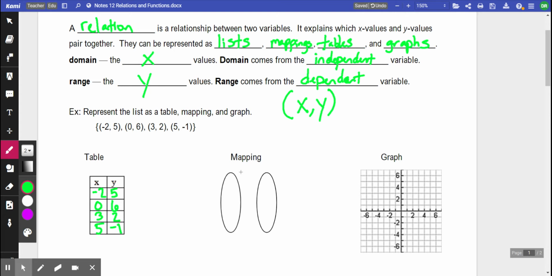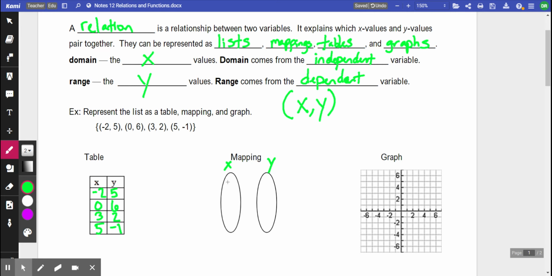The way that a mapping works is that you will list all of your x values in your first oval, and you'll list all of your y values in your second oval. Okay. Now, do not repeat any values. So if you have more than one ordered pair that has the same x, only write it down once. Same with your y values. And the way that you normally list these is going in increasing or ascending order. So starting off with your lowest.